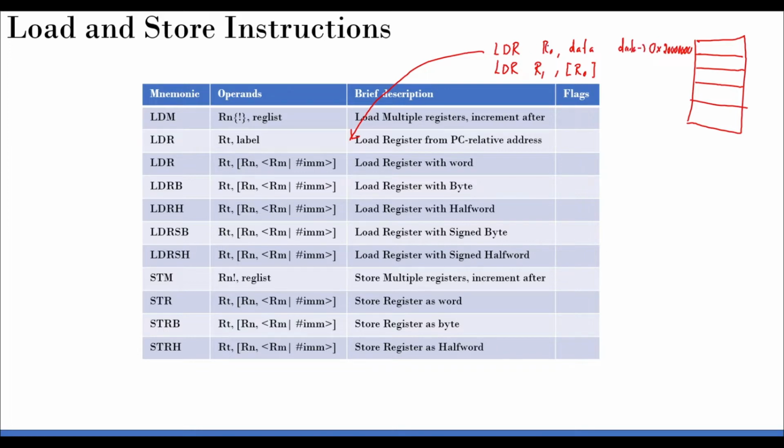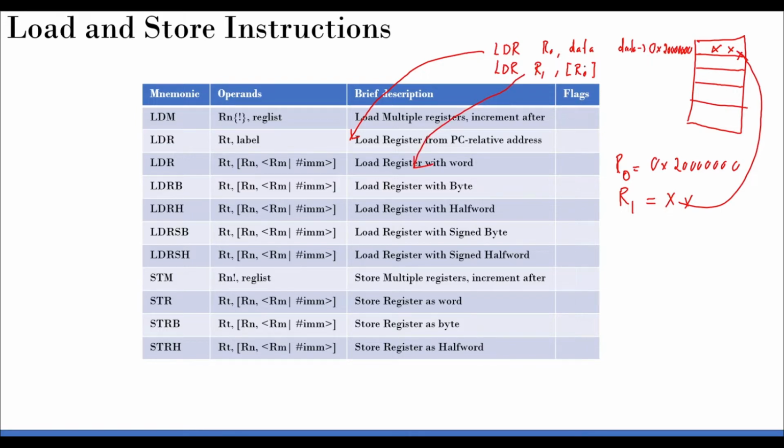So after the execution of this line, R0 will have this particular address, and then R1 will have whatever is the content here. This content will be loaded in R1. That's the meaning of it. So R0 holds the address, and R1 will have this XX, whatever is actually stored in here, and this is what is shown here.